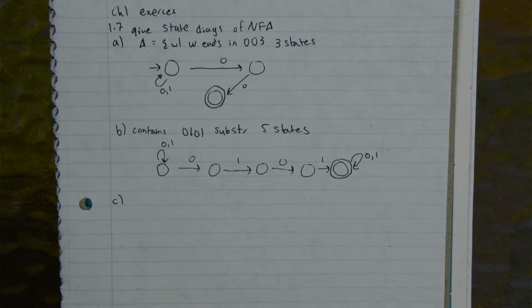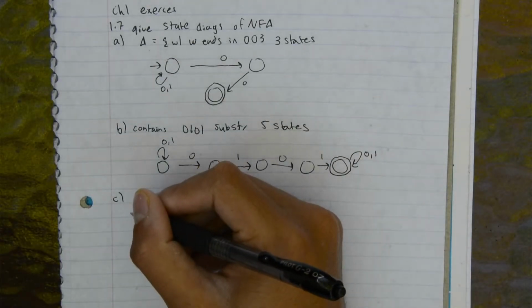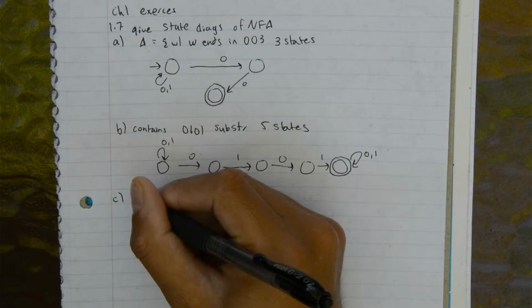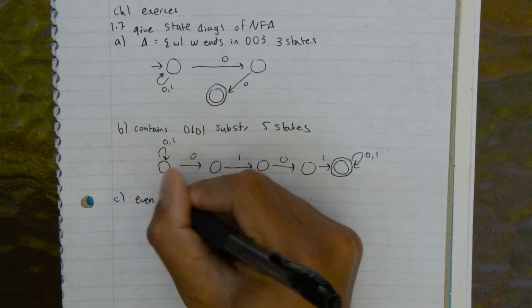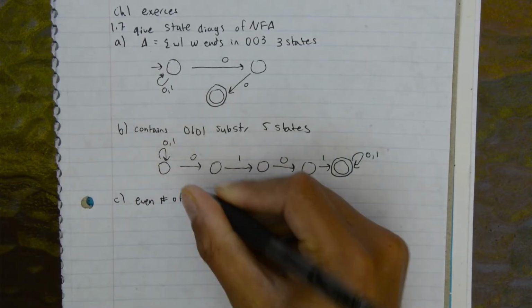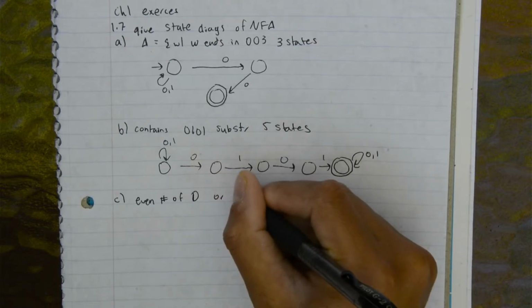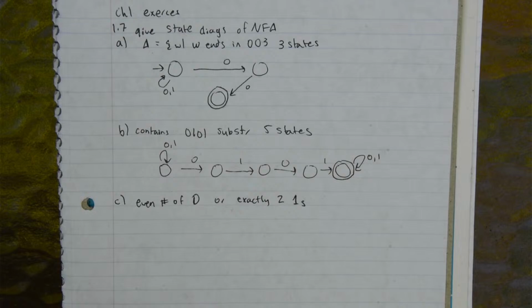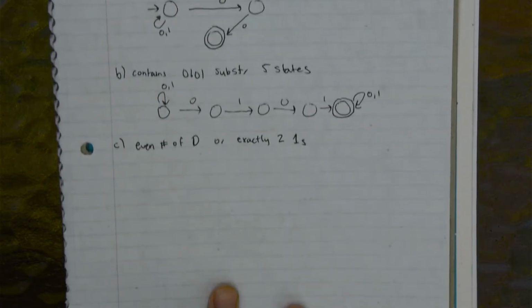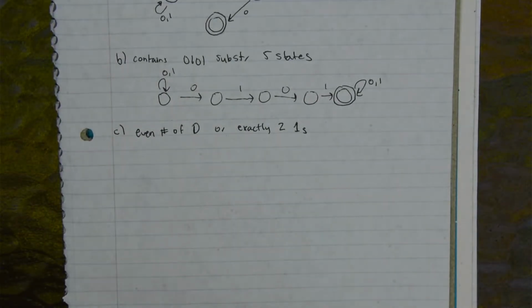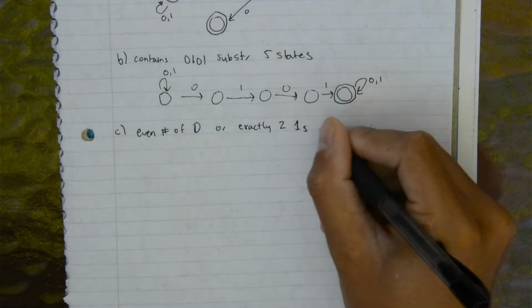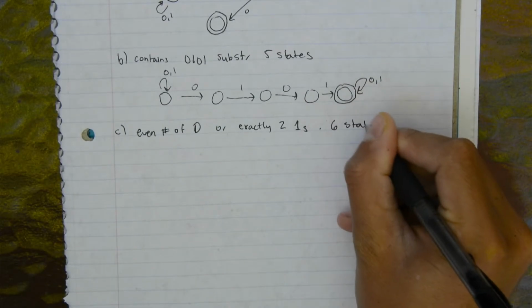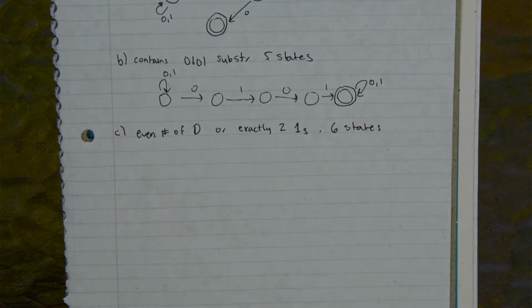Okay, problem C is 1.6L, which is even number of zeros or exactly 2 ones. Okay, so let's think about how we're going to do that. So we need an NFA. Oh, and how many states? 6 states. Okay.